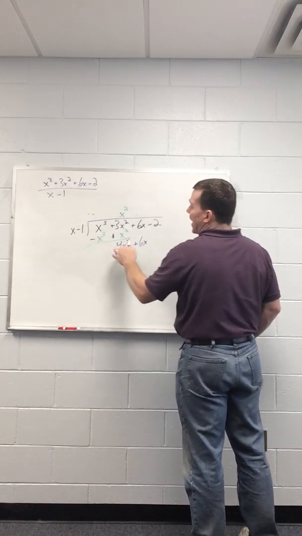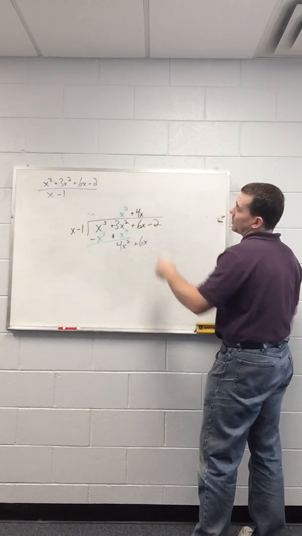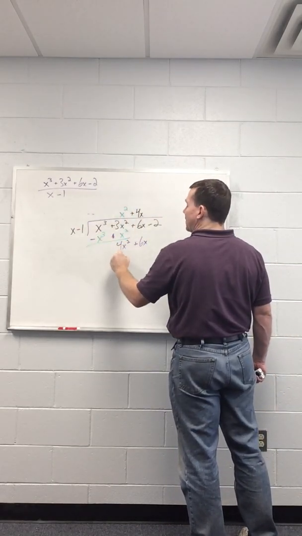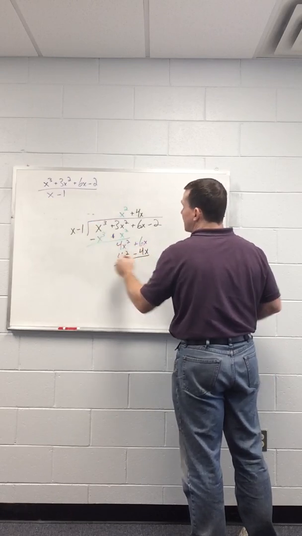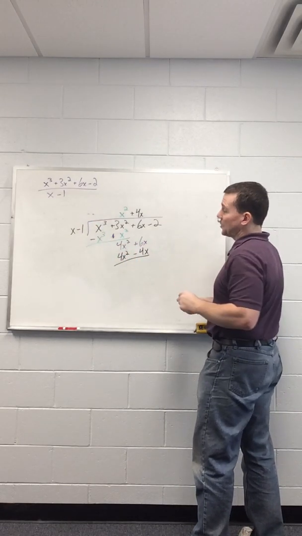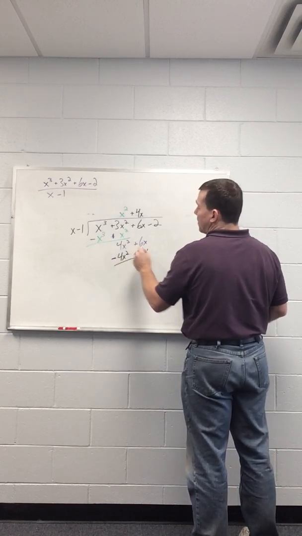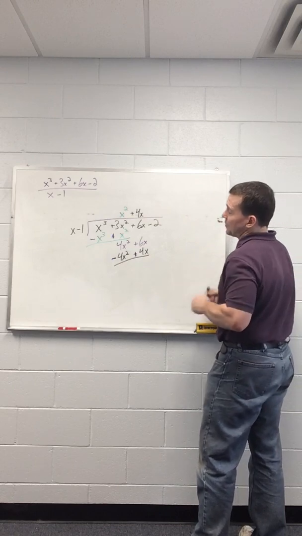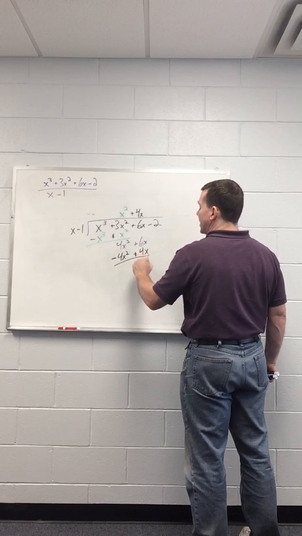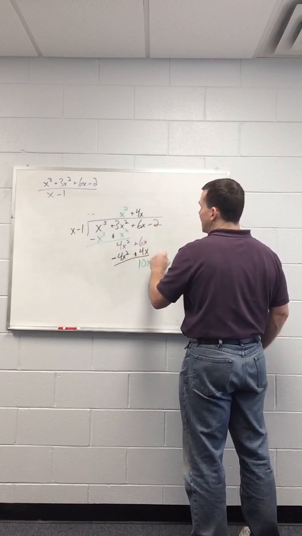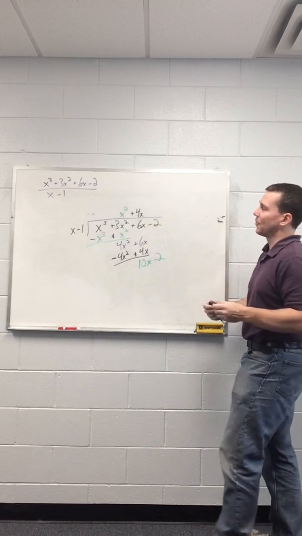What do I multiply x by to get 4x squared? 4x. Multiply. 4x times x is 4x squared. 4x times negative 1 is negative 4x. Now I switch the signs. Positive 4x squared becomes negative. Negative 4x becomes positive. I do my subtraction. 4x squared minus 4x squared is 0. 6x plus 4x is 10x. Bring down the minus 2. Keep on going. Again, you just repeat the process over and over.